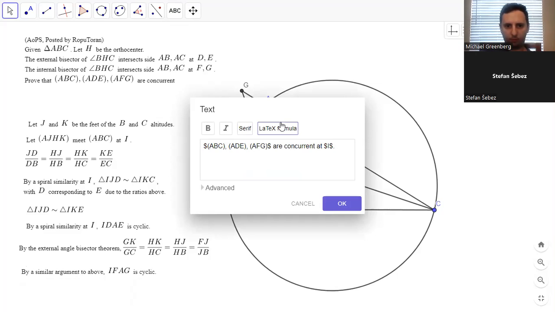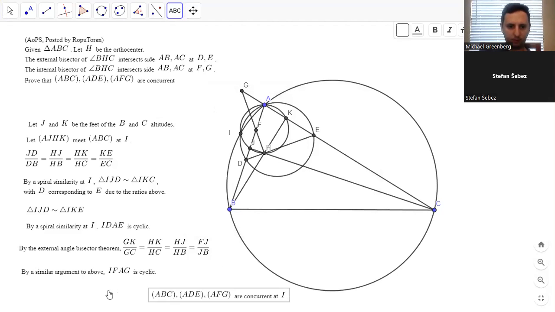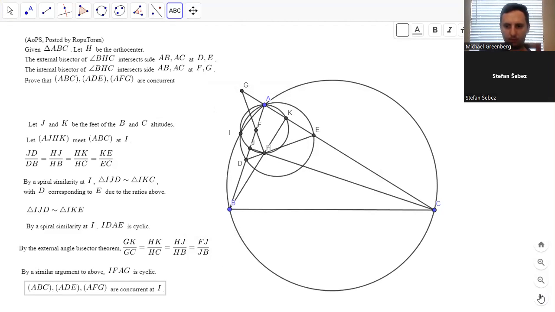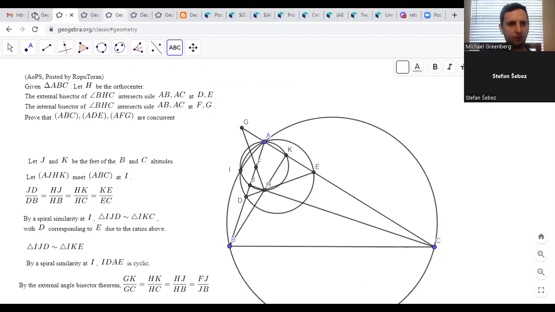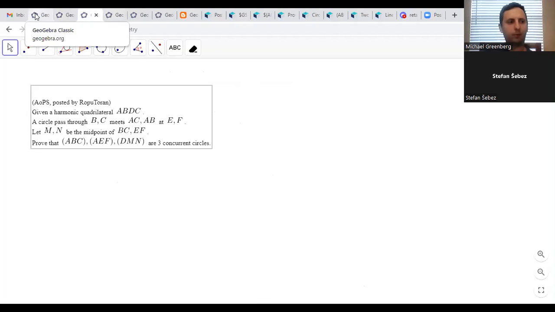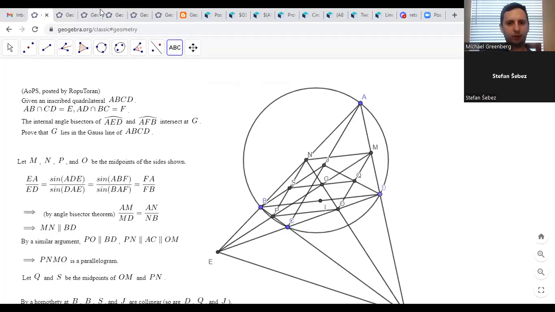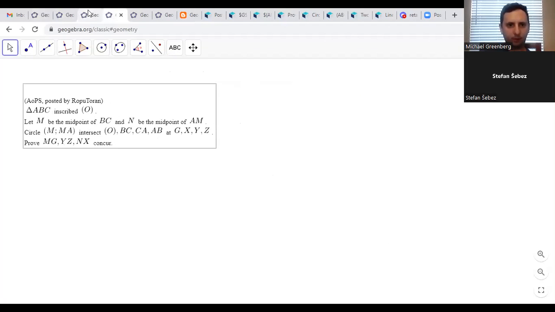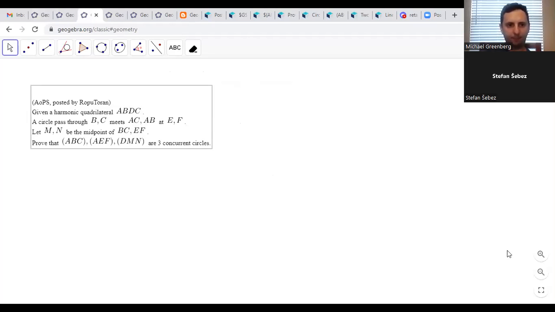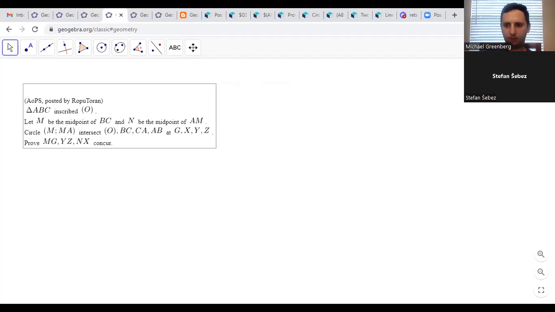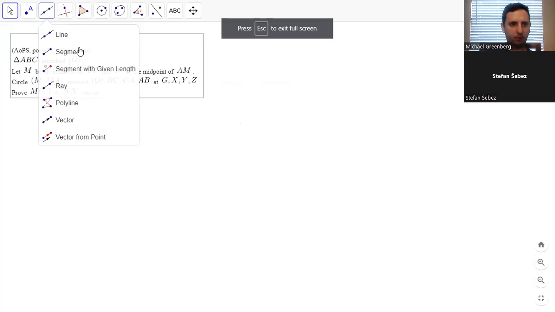All right, so we'll move on to the next one. So yeah, this one was easier. Oh, this one uses a harmonic quadrilateral. Let's see, let me check the other ones. This one I think is a little tricky. I'm gonna try this one. So we have a triangle inscribed in a circle O.